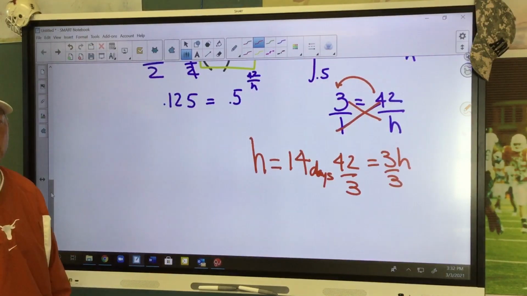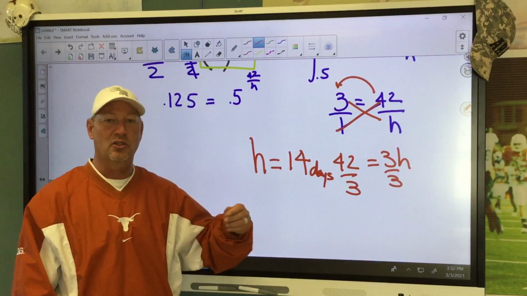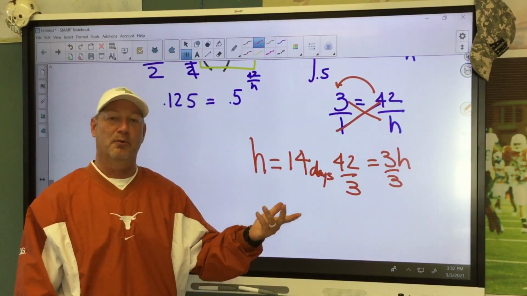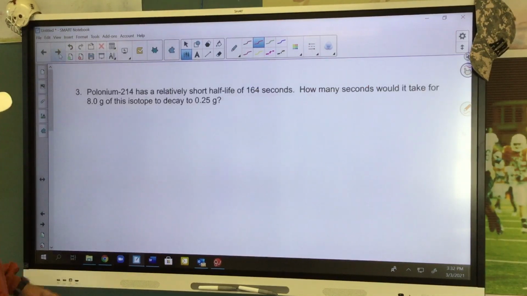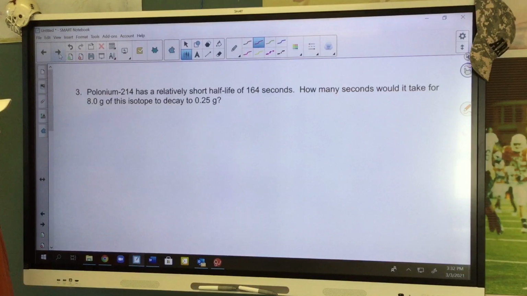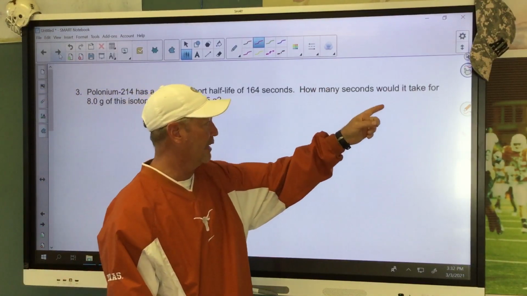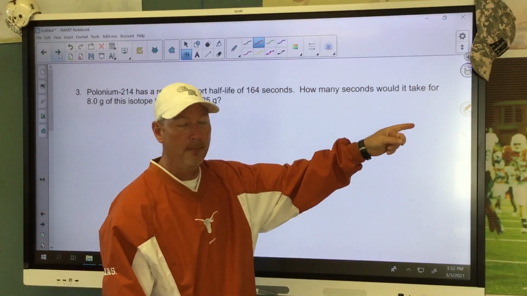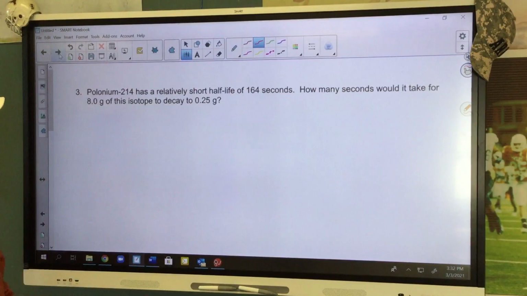Not that tough, okay? Same old stuff. We used a log, or we converted to log, to solve for an exponent that was a variable. One more. Polonium-214 has a relatively short half-life of 164 seconds. How many seconds would it take? They're looking for time. How many seconds would it take for 8 grams of this isotope to decay to 0.25 grams?